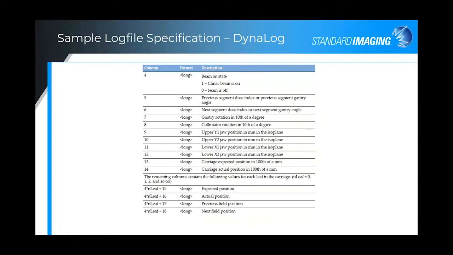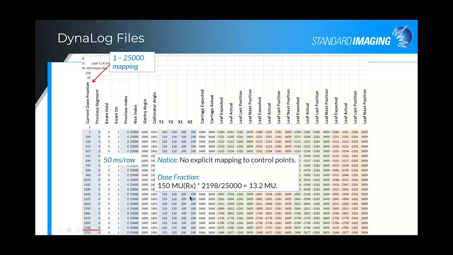So here's a Dynalog file specification, with each column being a record, starting from left to right with the beam state, 1 being on, 0 being off, and moving across, or here it's down the way it's listed, to the MLC expected and actual positions for each leaf. And then I'll show a specific example. And here they actually are across, starting with the beam hold or beam on state and moving across to each leaf expected versus actual position.